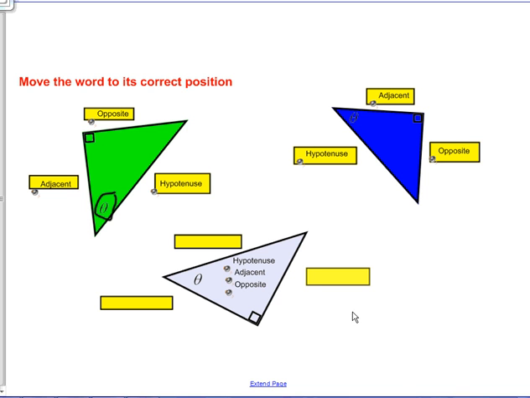So what I'd like you to do is draw this triangle and correctly label the hypotenuse, adjacent, and opposite sides of this last light blue triangle in your whisk tonight.